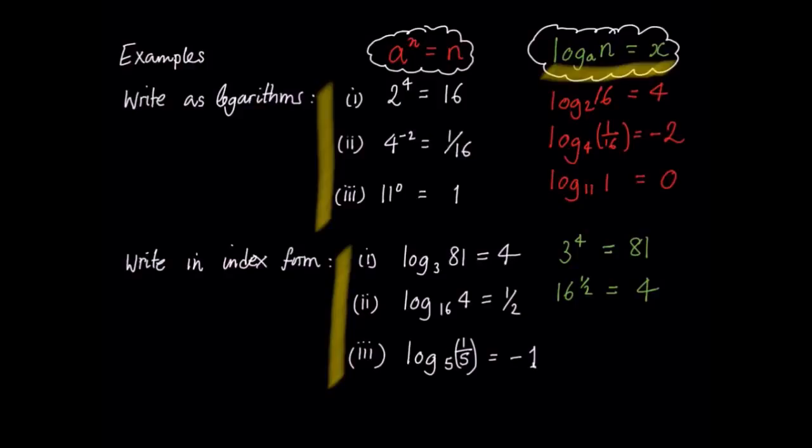Log to the base 5 of 1/5 is equal to minus 1. And that's the same as writing 5 to the power of minus 1 is equal to 1 over 5 in index form. That's it. It was easy, wasn't it? Now have a go at the multiple choice question.